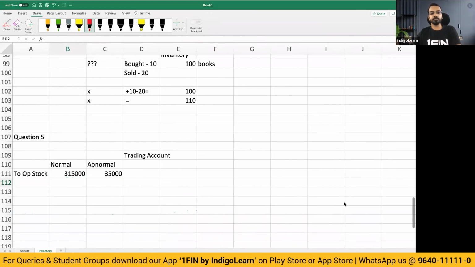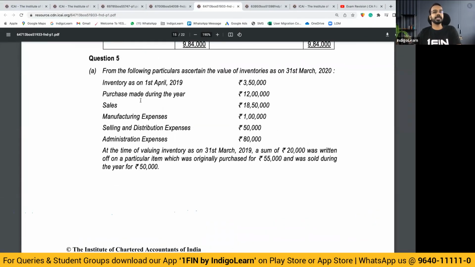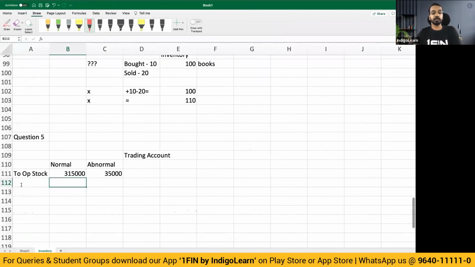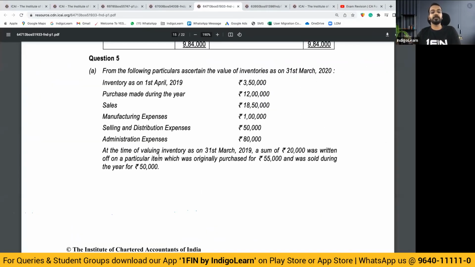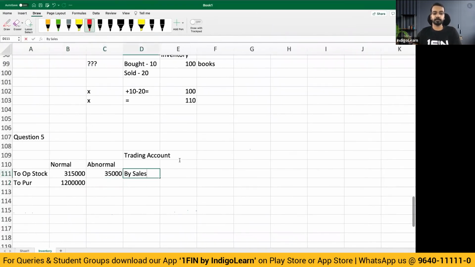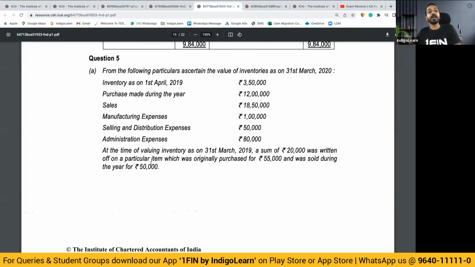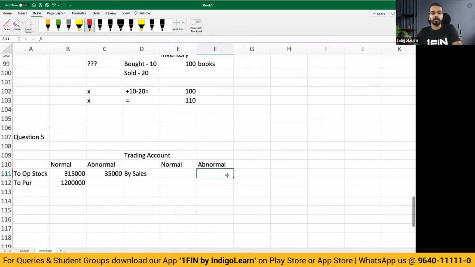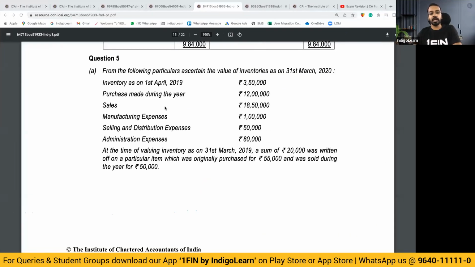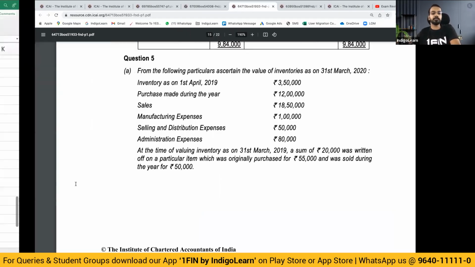Then what do we have? Purchases made during the year. Purchases is 12 lakhs. So we can say purchases. Then sales 1850. Now in this 1850 sales, 50,000 is for the abnormal item. So abnormal 50, normal 18 lakhs. Okay. Then manufacturing expenses. Will manufacturing expense come in your trading account? Yes, sir.